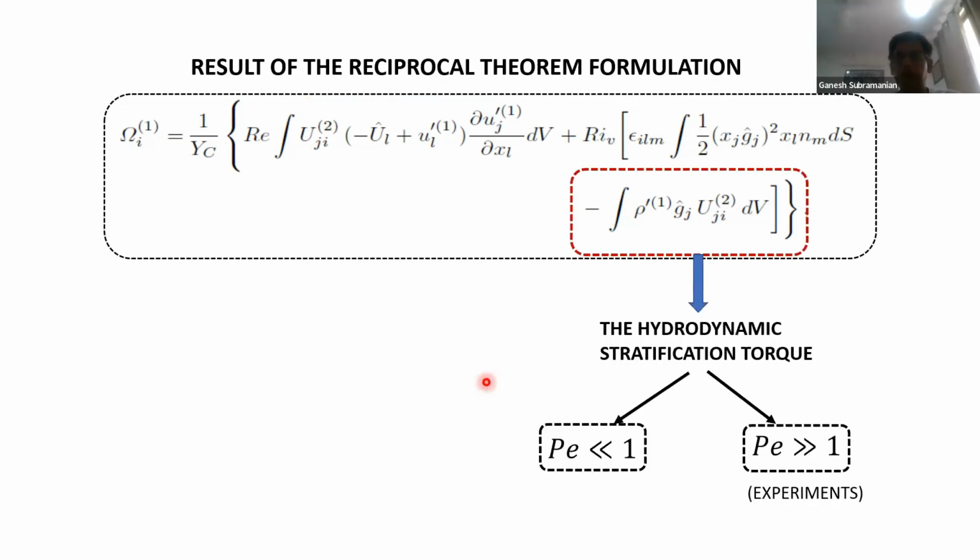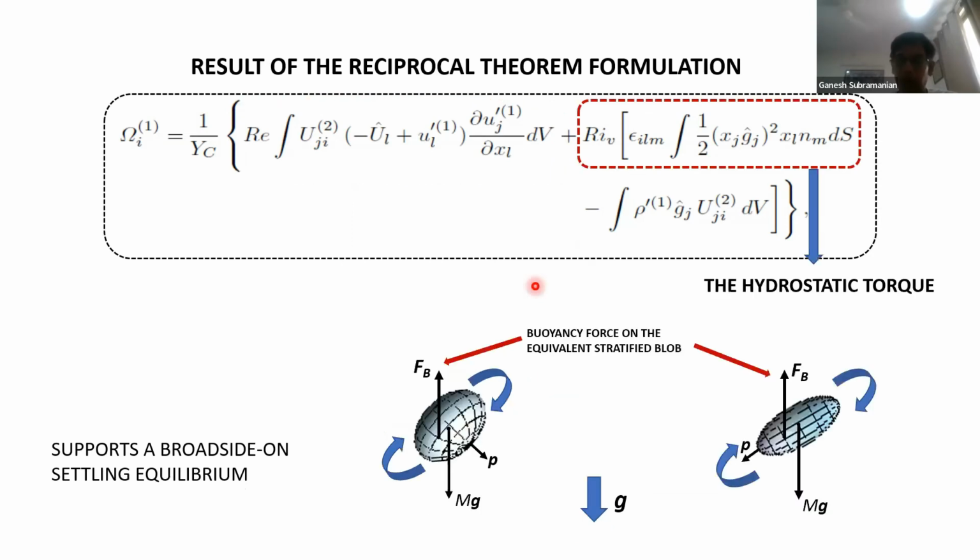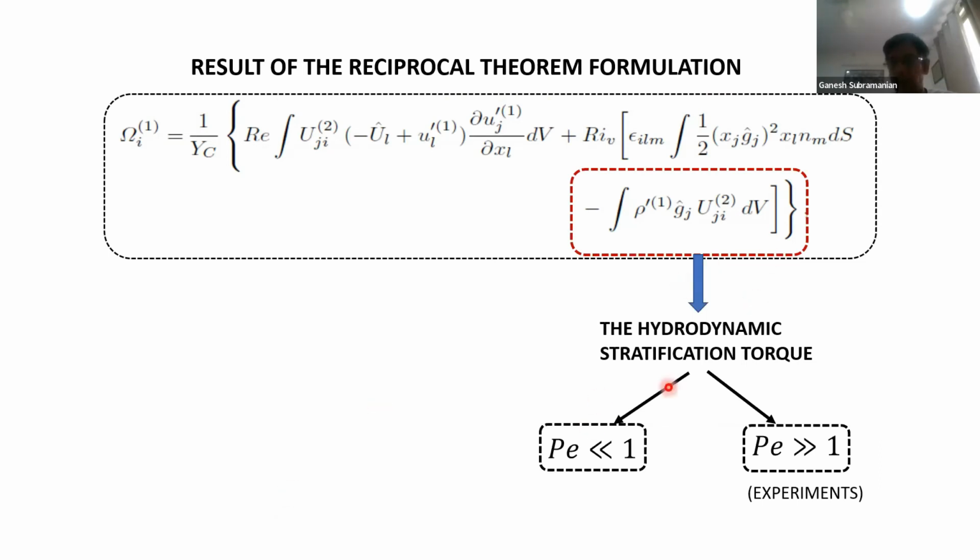And then comes the main part, the hydrodynamic stratification torque. Importantly, remember both the inertial torque and the hydrostatic torque rotate the spheroid broadside on. So the only way we can explain the experiments is if the hydrodynamic stratification torque were to do the opposite. And here it relies on the distribution of the density perturbation, and therefore we have to make an assumption about the Peclet number. Now it's convenient, the arbitrary Peclet case would have to be numerical. So we assume Peclet to be either small or large, that is the diffusion dominant limit or the convection dominant limit. And let me remind you again that large Peclet corresponds to the experimental scenario. But I'll nevertheless go through the small Peclet case.